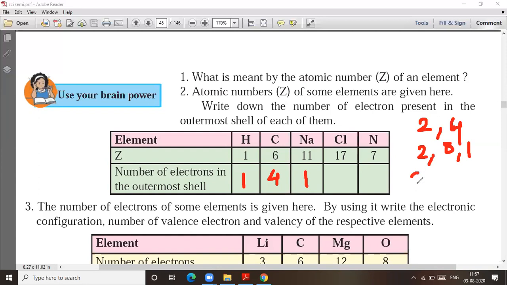Here 17 can be written as 2, 8, 7. So the number of electrons in the outermost shell is equal to 7. Then n is equal to 7, that means 2, 5. 2 plus 5 is 7. So the number of electrons in the outermost shell is equal to 5. Getting? So this is the answer of question number 1.